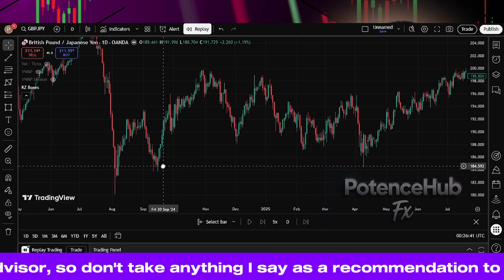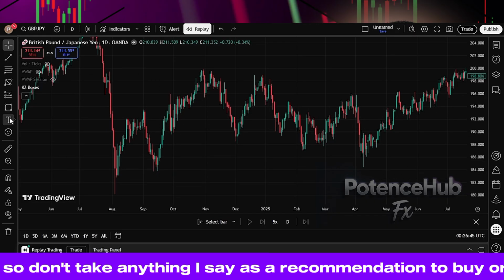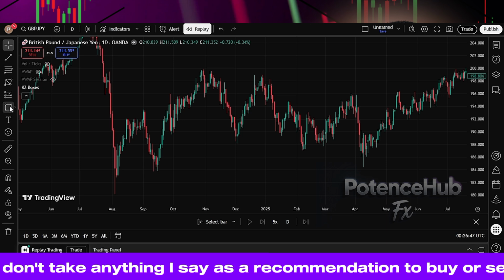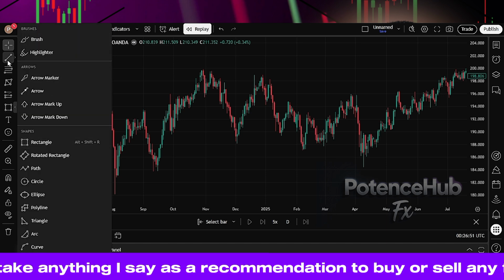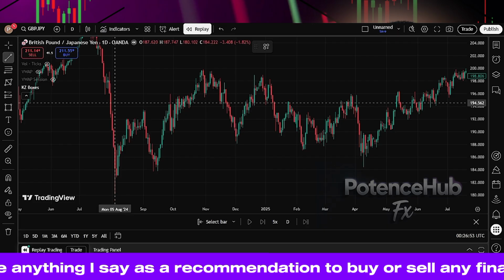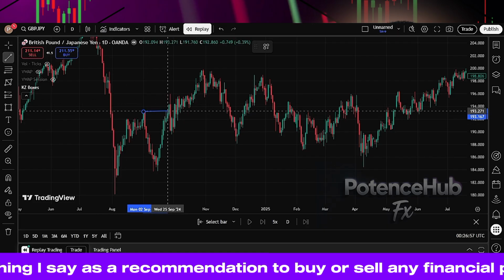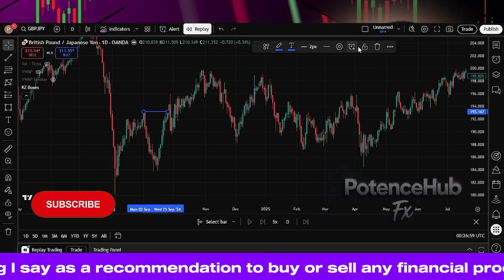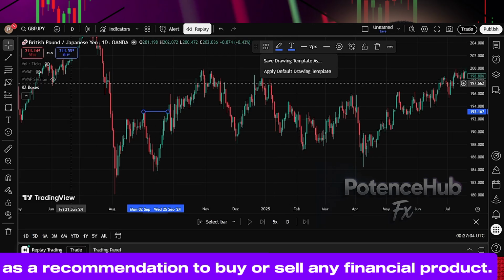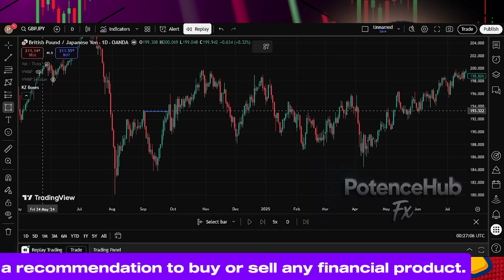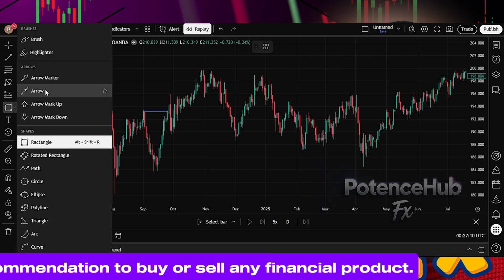Let's work with this. First of all, we're looking at our break of structure, the break of structure that occurred. We would be having a break of structure here. This is the most recent break of structure, so we take note of it.